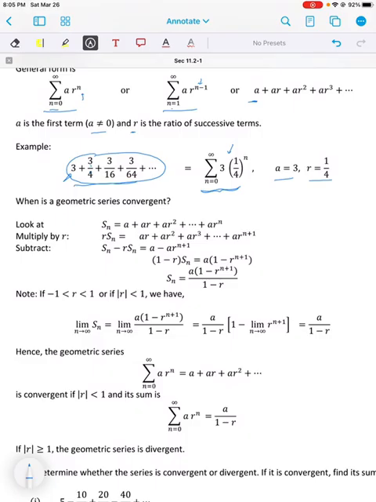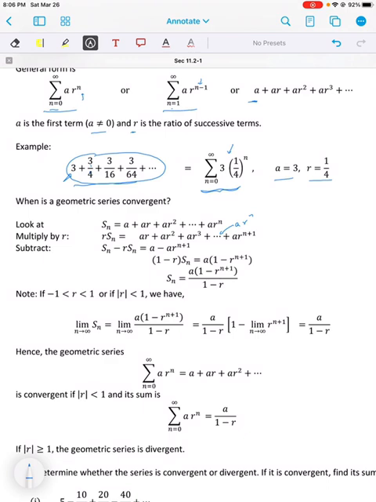So we multiply both sides by r. On the left side we get r times S sub n. On the right hand side we get a times r, and so on. Notice what I did, I shifted the sum a little bit to the right just so that similar terms come under each other. The only difference is that now the last term is a times r to the n plus 1, but the term previous to this will be a r to the n.